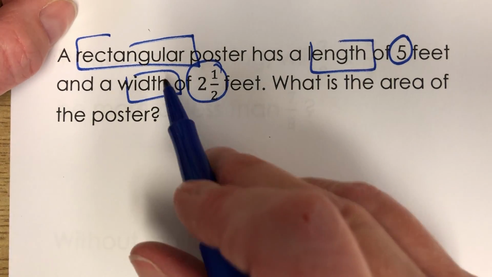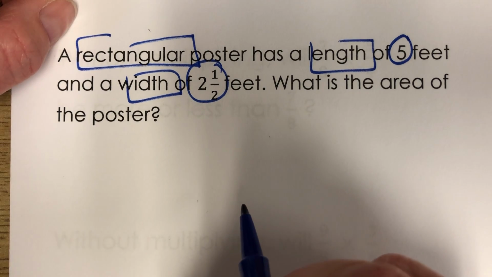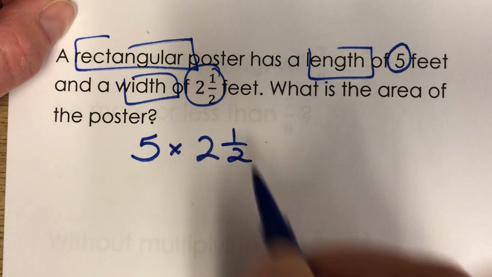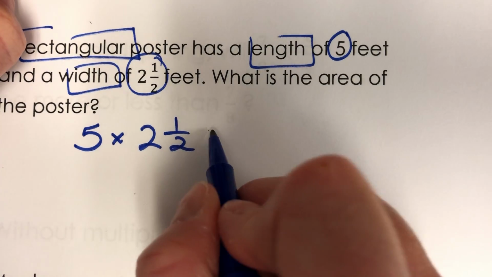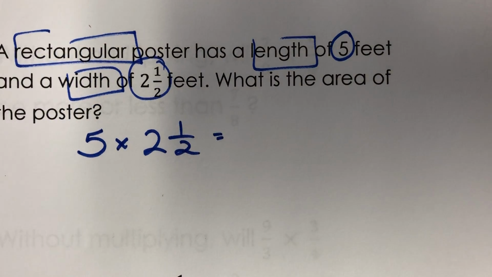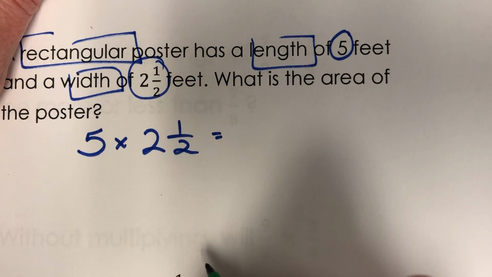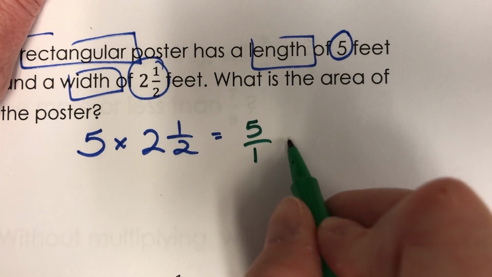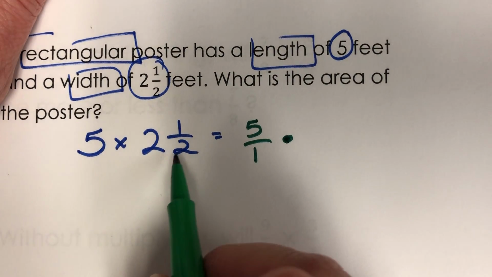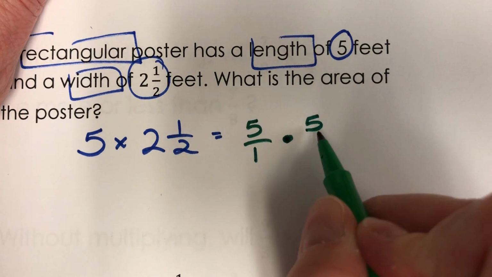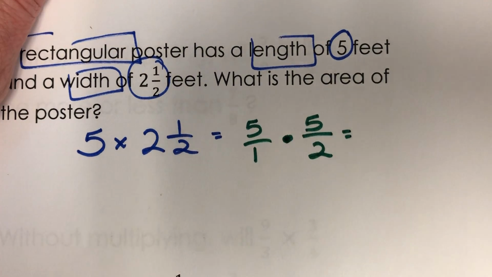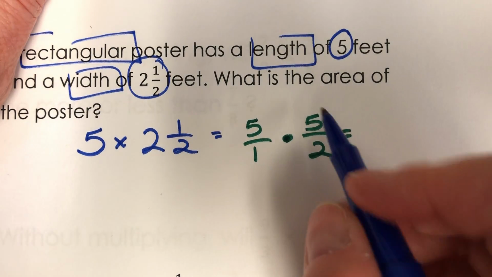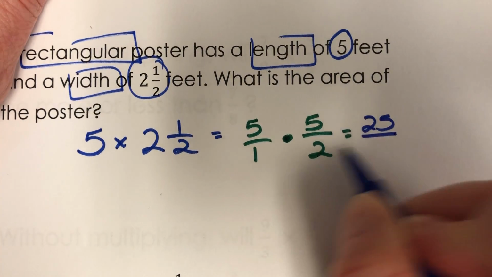Okay, so area of a rectangle is length times width, right? So to find the area, I have to take the length times the width. 5 times 2.5. Remember, when you want to multiply by a mixed number, we need to change that to improper first. We want to multiply fractions. So I'm going to change the 5 to 5/1 times 2.5 would be 2 times 2 is 4 plus 1 is 5 halves. And now we see if we can cross simplify, and we can't. So 5 times 5 is 25. 1 times 2 is 2.